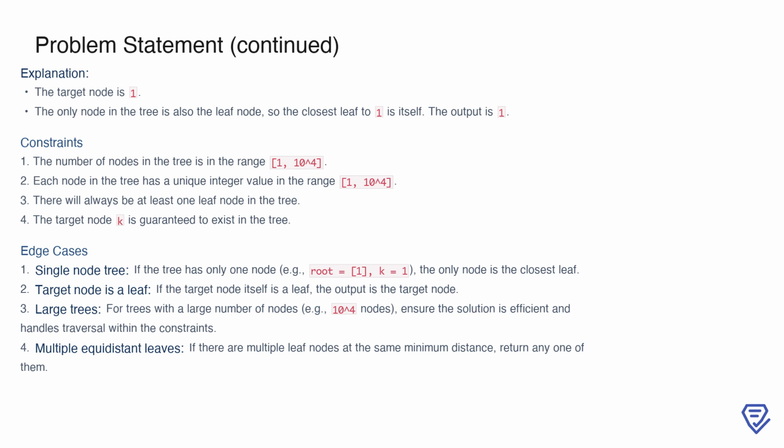Some critical edge cases to consider include a tree with just one node, where the closest leaf is the node itself, situations where the target node is a leaf, in which case the output is the target node, and large trees with 10,000 nodes, where efficiency is key. Additionally, if multiple leaf nodes are equidistant from the target node, you can return the value of any one of them. These constraints and considerations will guide the development of an optimized solution.